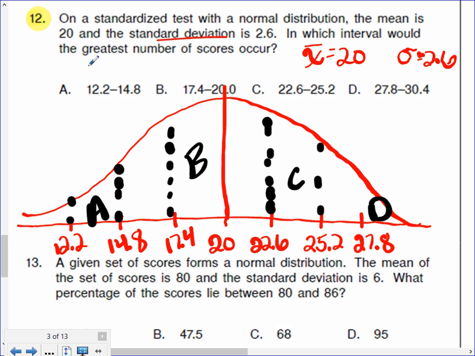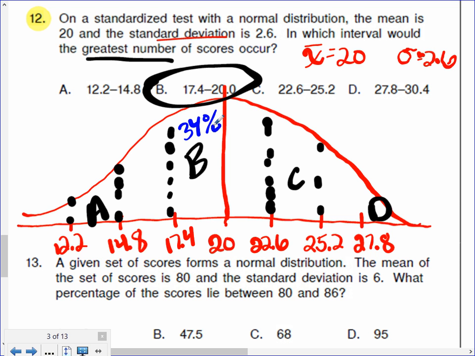Where are the greatest number of scores? B. What percent of scores? 34%. How much bigger is the percent of scores in answer choice B than the one in answer choice C? Good.